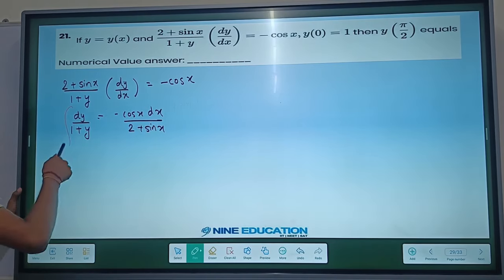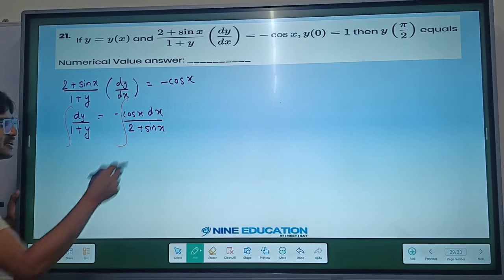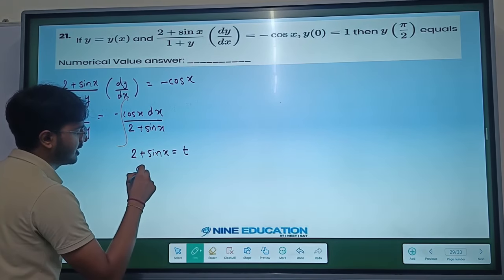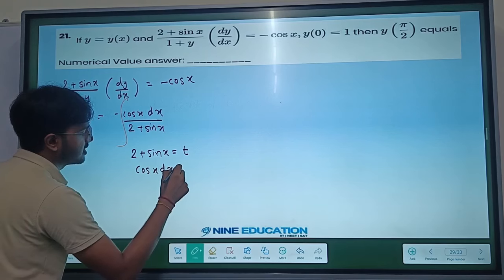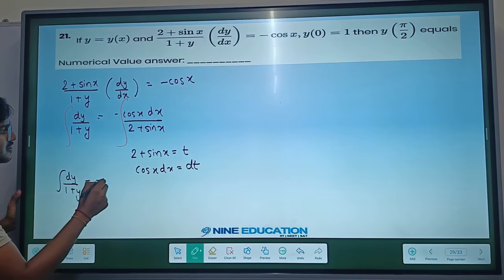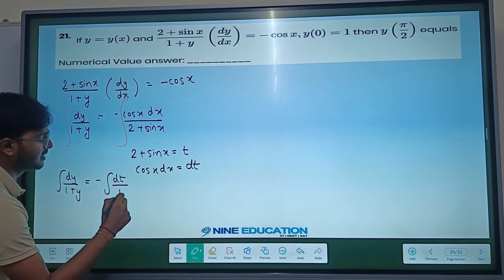What do I need to do? Apply integration. dy by (1 plus y) is simple, log of (1 plus y). For the right side, what to do? Take 2 plus sin x as t. Differentiating sin x, cos x dx would be dt. So the integration of dy by (1 plus y) equals minus dt by t.